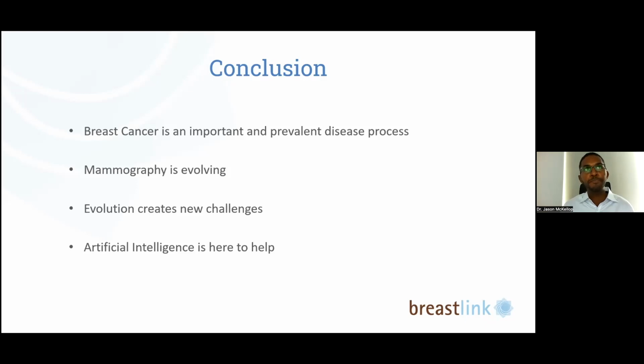So in conclusion, we know that breast cancer is an important and prevalent disease process. Mammography is evolving. The way we diagnose disease is evolving, and that evolution in and of itself creates new challenges. And fortunately, artificial intelligence is here to help us overcome some of these challenges. I hope this has been a useful talk, and that concludes my brief discussion, and I welcome any questions.